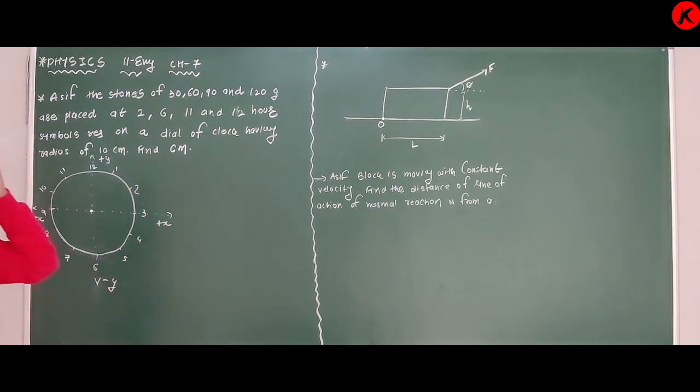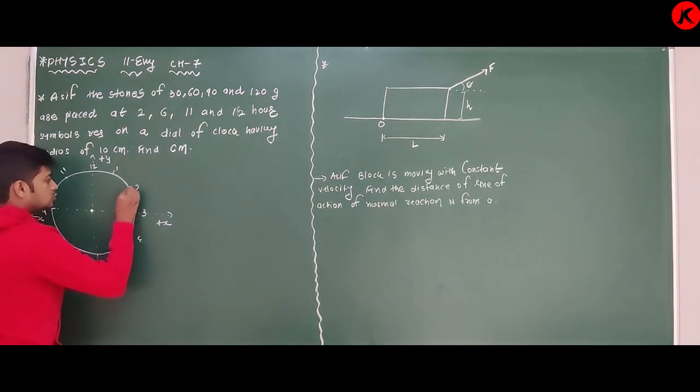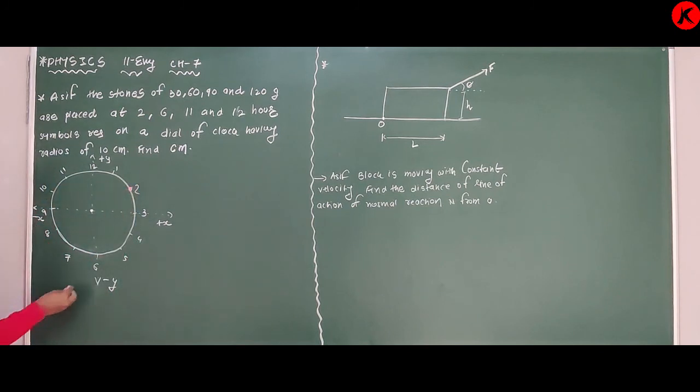Okay, chalo. Now you are given 4 stones placed on, first of all, at 2 hour, then at 6 hour, then at 11 hour, and then at 12 hour. Okay, 4 stones are placed like this. And your question is, you have to find center of mass. So we will find center of mass with respect to center.